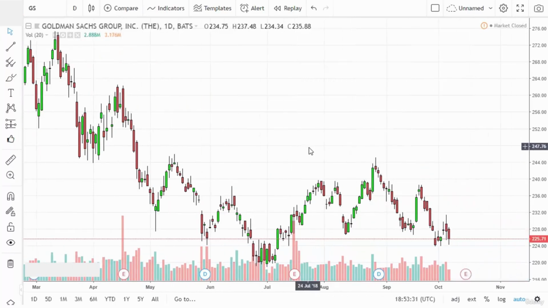You can see it repeats itself on and on and on. Pay attention to these candlesticks. They matter. They matter a lot.